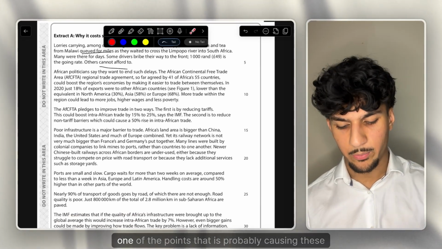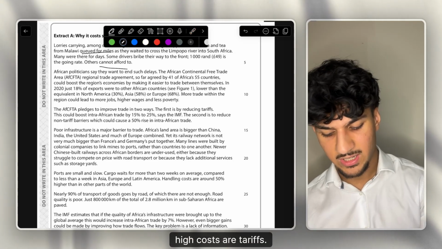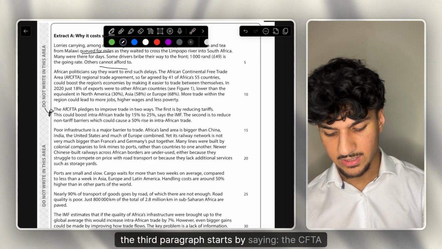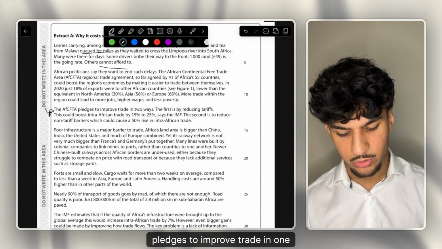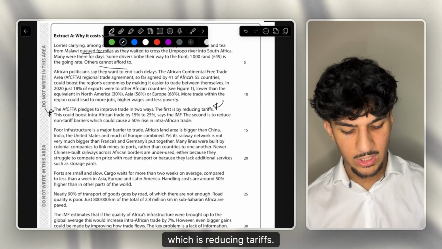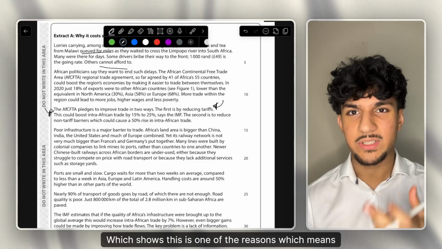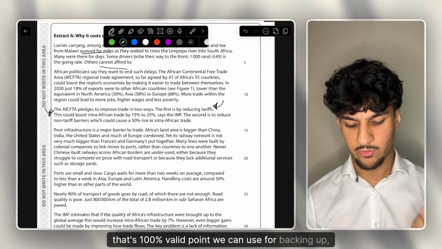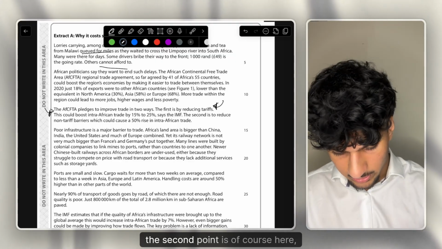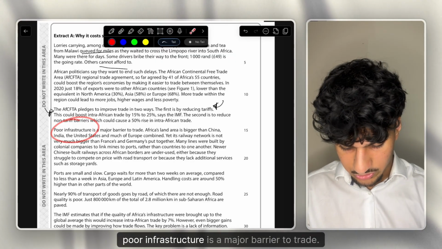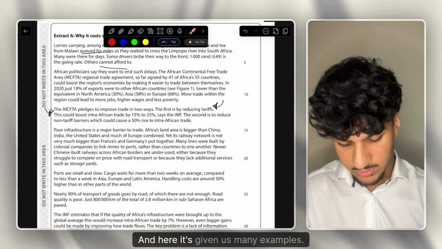In the second paragraph, again, it talks about just what we use for the 5-mark question. And then, like we mentioned, one of the points that is probably causing these high costs are tariffs. And look what the third paragraph starts by saying. The CFTA pledges to improve trade in one or two ways, which is reducing tariffs, which shows this is one of the reasons, which means that's a 100% valid point we can use for backing up one of the reasons that it causes high cost. And like we said, the second point is, of course, here, poor infrastructure is a major barrier to trade, and here it's given us many examples.